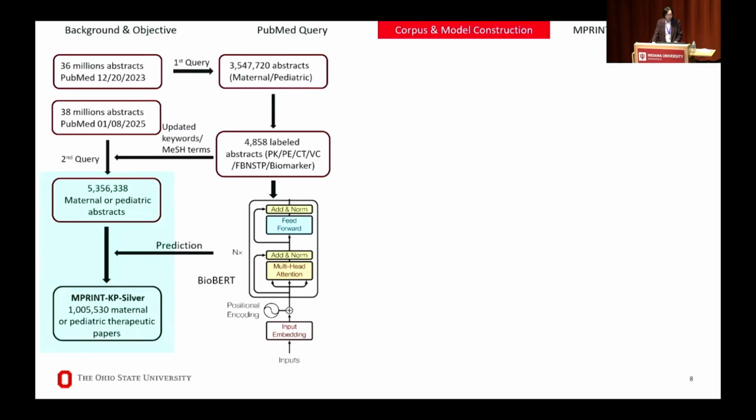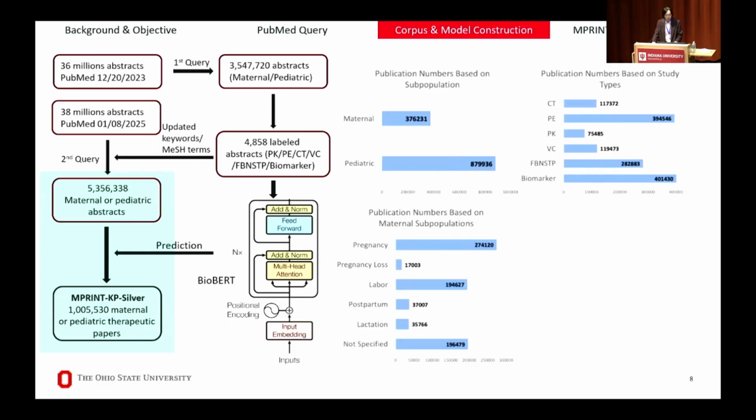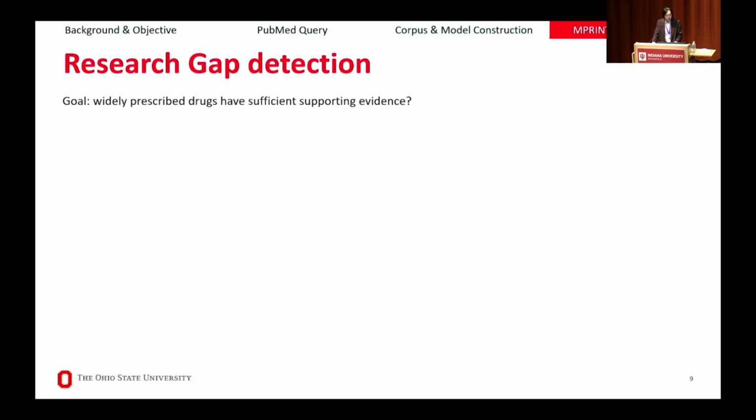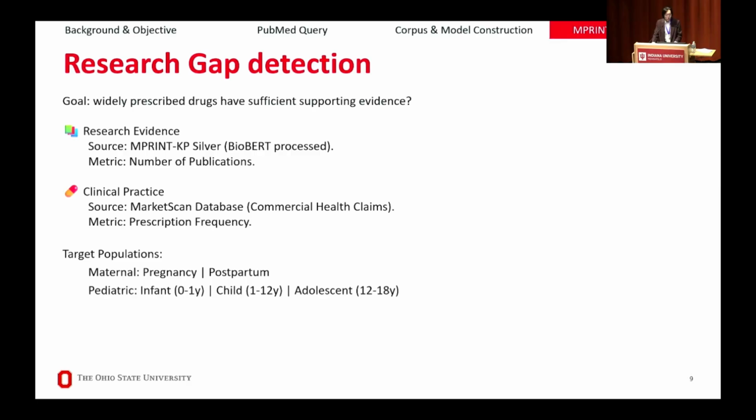maternal pediatric therapeutic papers. Here are some statistics based on the subpopulation and study types. So with the well-organized MPRINT Knowledge Portal Silver, we applied a research gap detection by comparing the research evidence distribution and the prescription frequency. So we focus on 5 subpopulations, which are pregnancy, postpartum, infant, child, and adolescent.